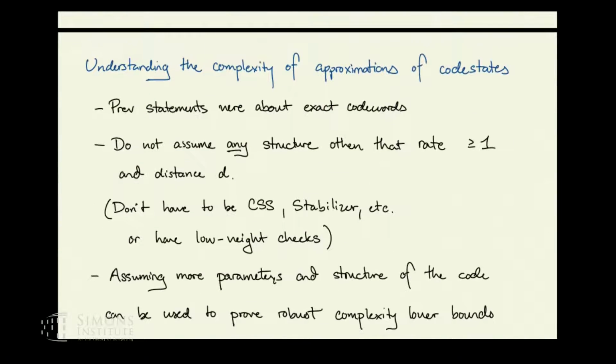So if you want to say more, if you want to understand how to talk about approximate code states or low energy states of the code, you're going to have to do slightly more. You're going to have to start making some assumptions about the structure of the code, which will be inherently necessary because our arguments really strongly relied on perfect distinguishability. Questions?